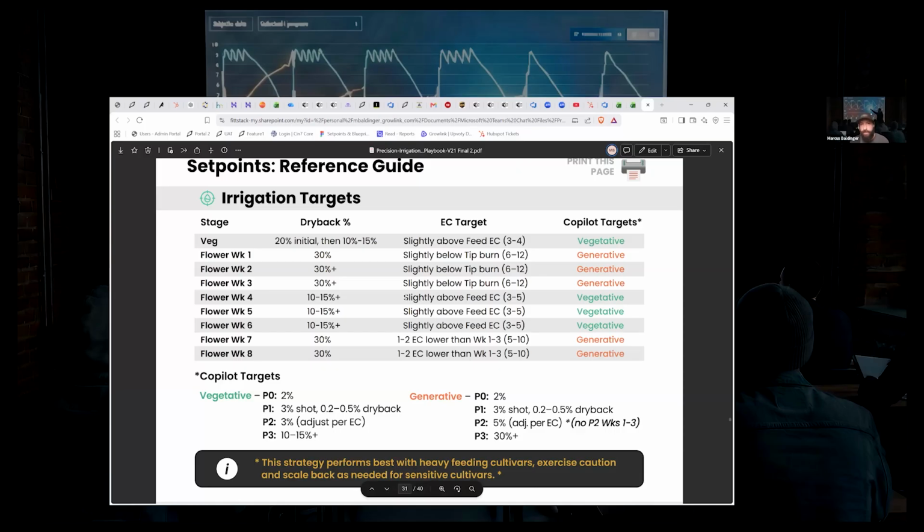For weeks 4, 5, and 6, slightly above VEC, just like we did for veg. That's why we're steering vegetatively. So if I'm putting 3 EC in, I'm almost never going to be able to get to baseline at 3 because we have already built up salts at this point. As long as I don't go more than 2 EC above where I'm feeding, I'm usually chilling, and that's a sign that I'm pushing an adequate amount of runoff and it's not building up anymore.